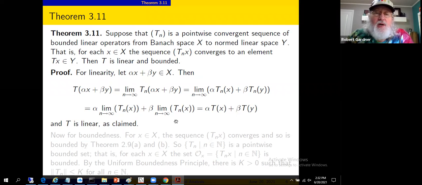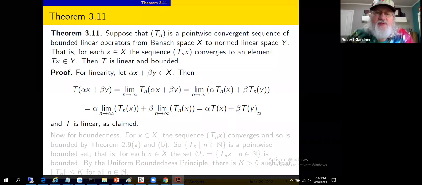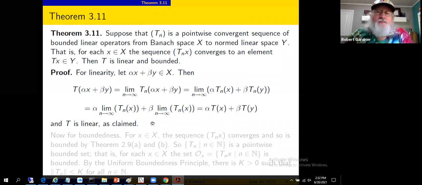Similarly over here, T sub n, little typo there, that should be a Y, shouldn't it? T sub n of Y approaches T of Y. We have the T sub n of Y's up here. I'll get that corrected and posted online. And so we've shown T of the linear combination is a linear combination of the T of's. That is, T is linear.